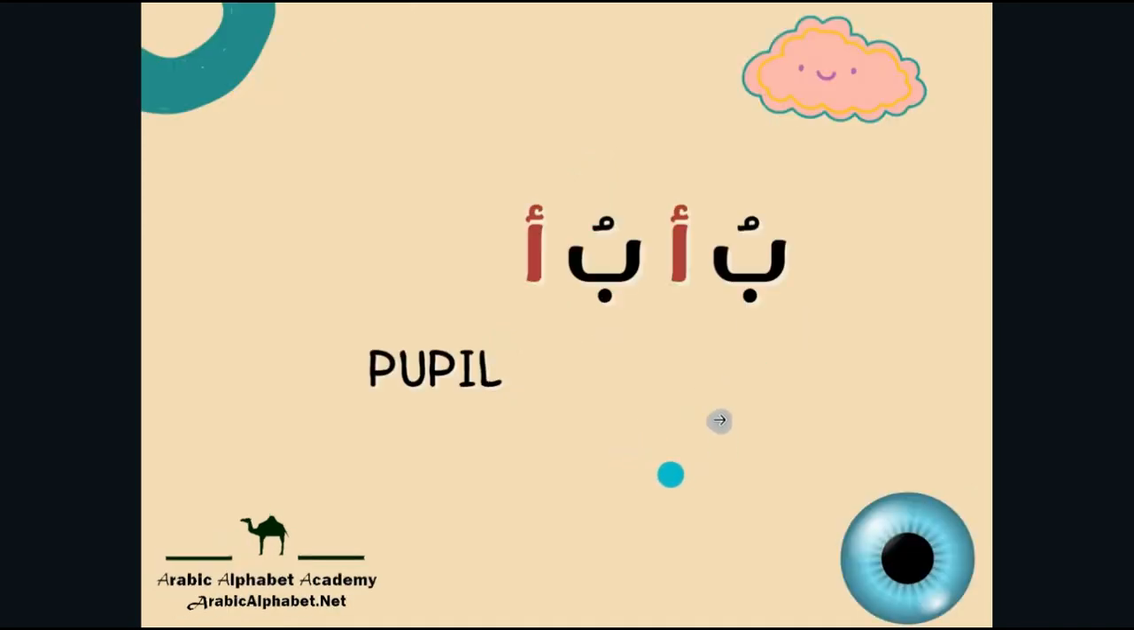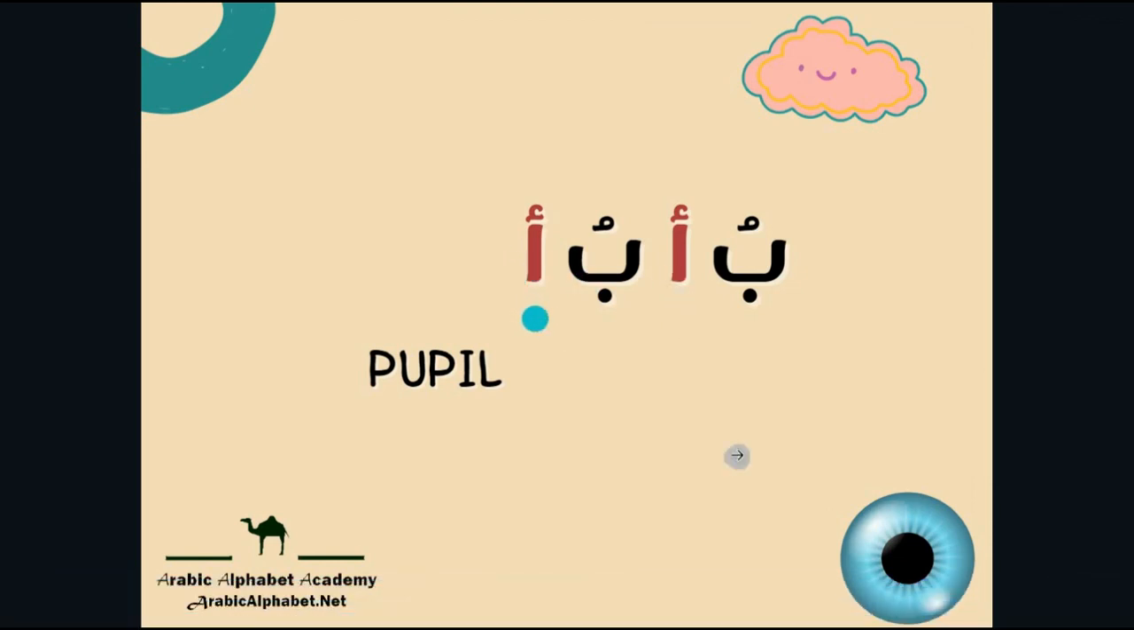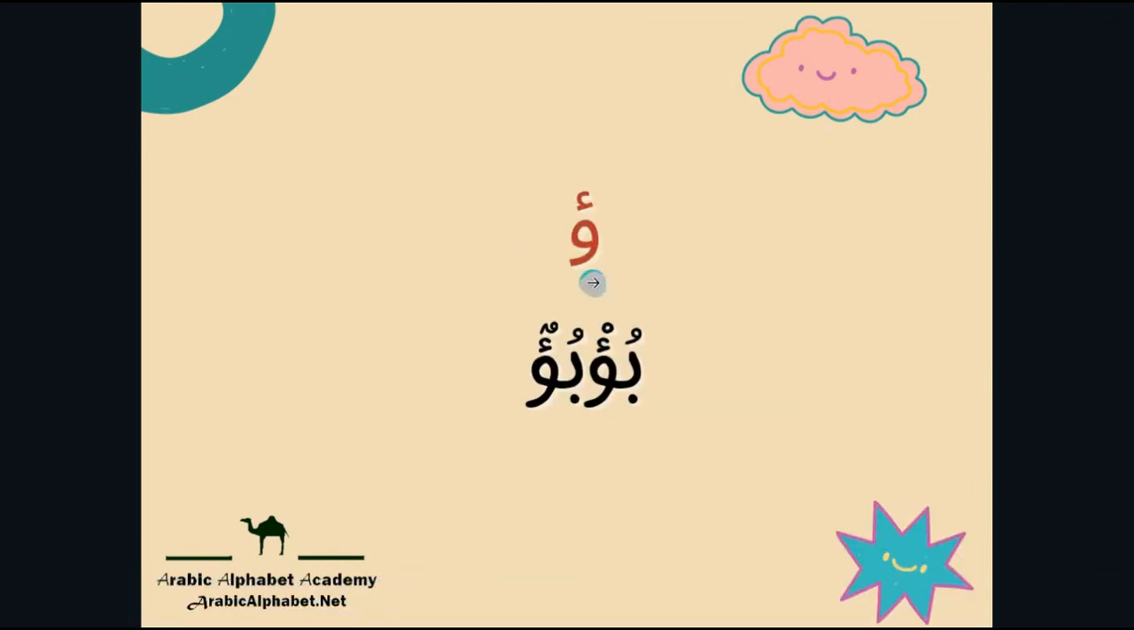Now we have the final word. There are two Alif in it. Let's see. Bu'bu'un, pupil, the one that is in the middle of the eye. So what do you think the form of the first and the second Alif? The answer is both of them on Waw.